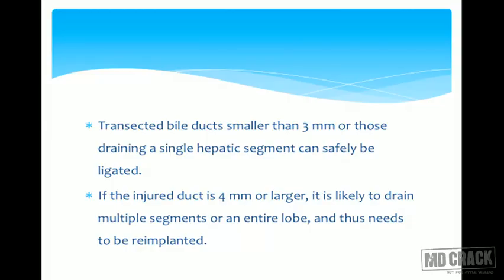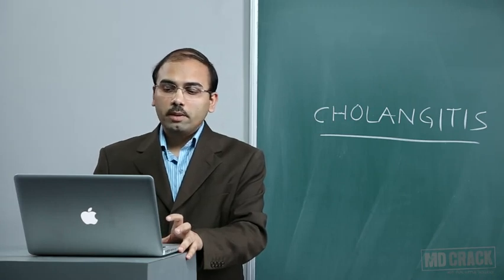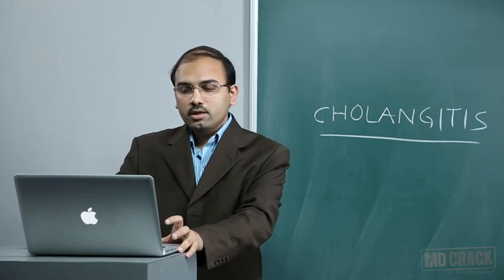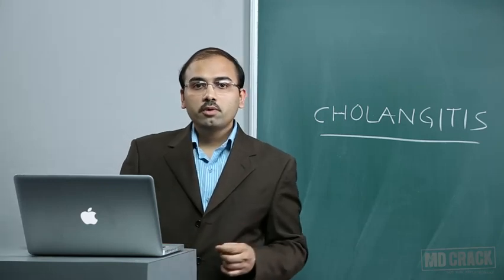A transected bile duct smaller than 3 millimeters, or one draining a single hepatic segment, can be safely ligated. So if during surgery you detect that you have damaged a bile duct, if it is less than 3 millimeters, it can be safely ligated. If the injured bile duct is 4 millimeters or larger, it is likely to drain multiple segments or an entire lobe and thus needs to be reimplanted. So this is a very important segment.